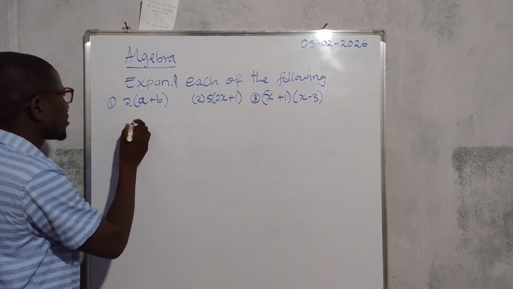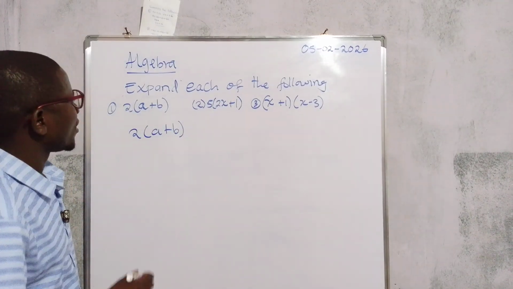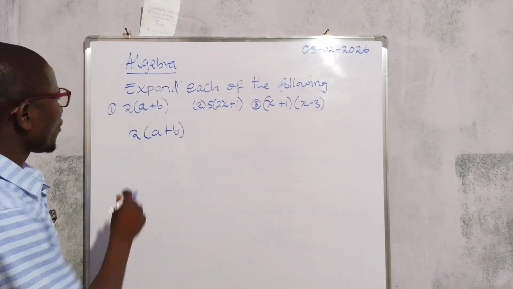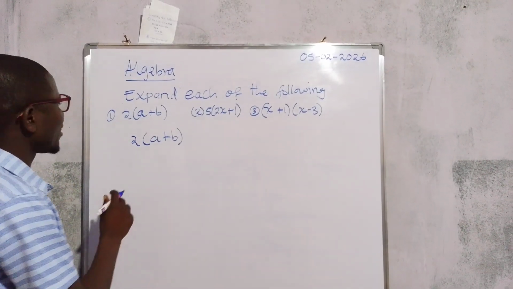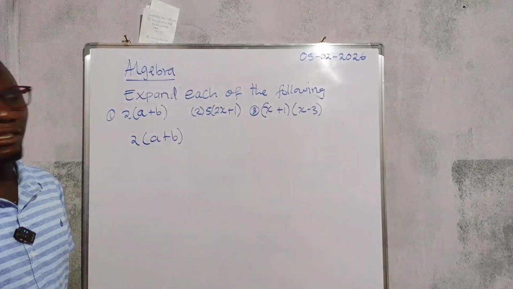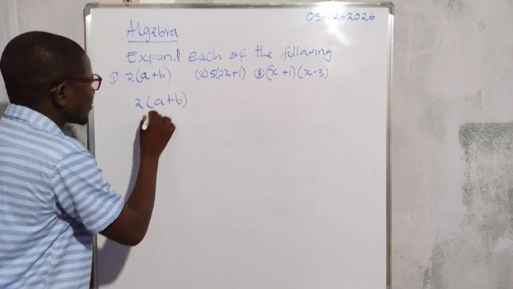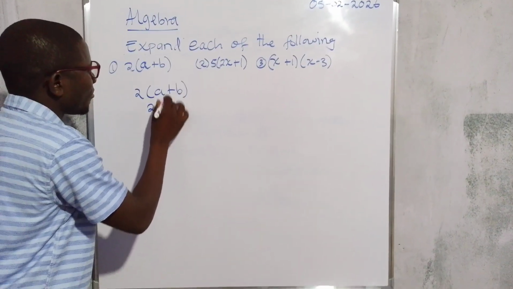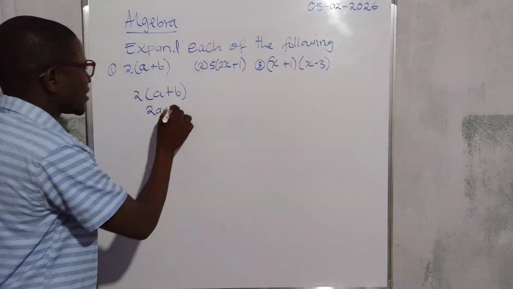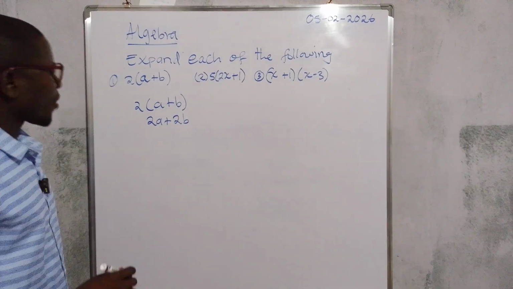So our first question is 2(a plus b). Let us expand this. Like I said, to expand this, you have to multiply the number outside the brackets by each of the terms inside the brackets. So we say 2 times a gives us 2a, plus 2 times b gives us 2b. So now we are there.